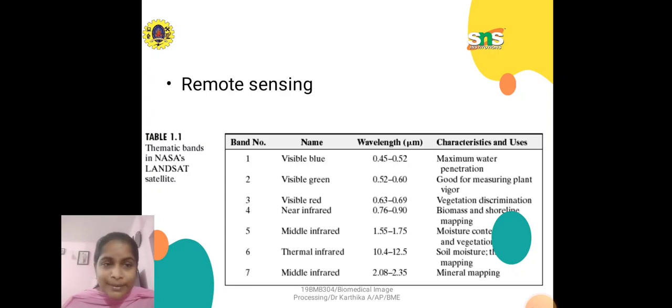The third one is visible red. The wavelength is 0.63 to 0.69. This is used for vegetation discrimination. And we have near infrared, middle infrared, thermal infrared, with different wavelengths. They are used for different kinds of applications. But among the colors, we consider only the primary colors. The primary colors are red, green and blue. Also we include the infrared.